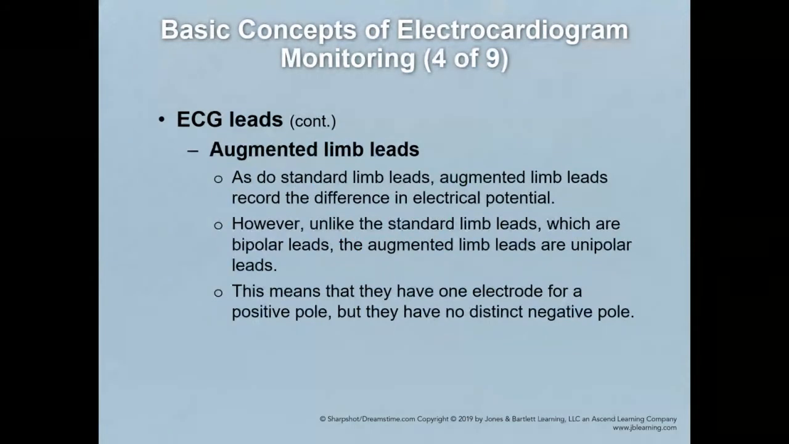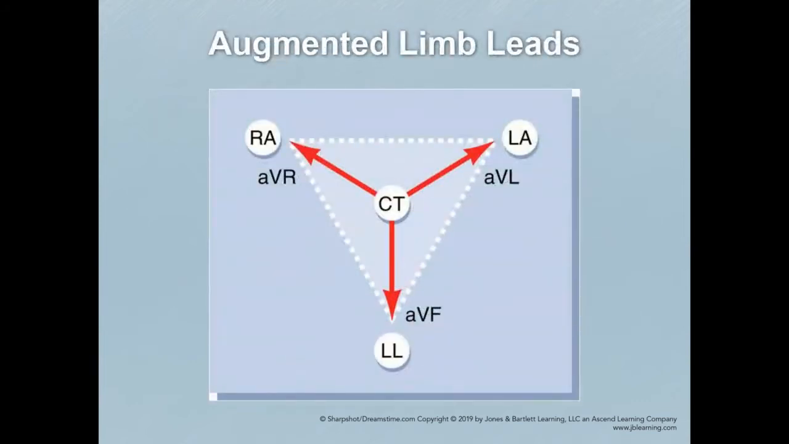Our augmented limb leads are the same thing, okay? But instead of looking in a bipolar capacity from a negative over to a positive, they actually create an augmented pole that's in the center of the body. They have no distinct pole, and we'll show you on the next diagram.